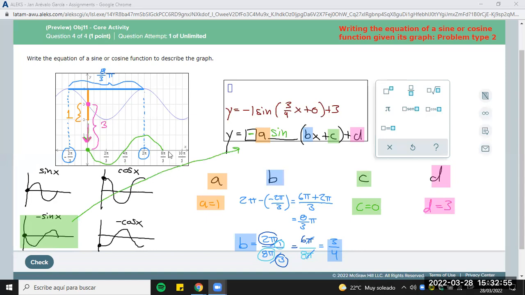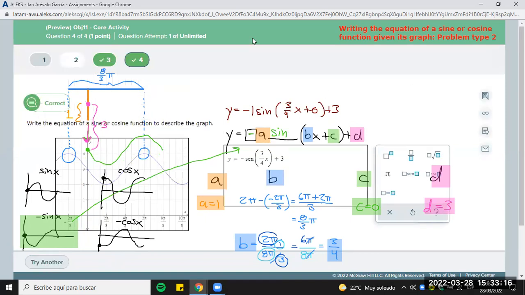And that's it. I'm going to input that a little bit simplified because I don't want to write 1 times minus sine of 3/4 of x plus 3. That 0 isn't doing anything, so I'm not writing it either. It is correct. Thanks.